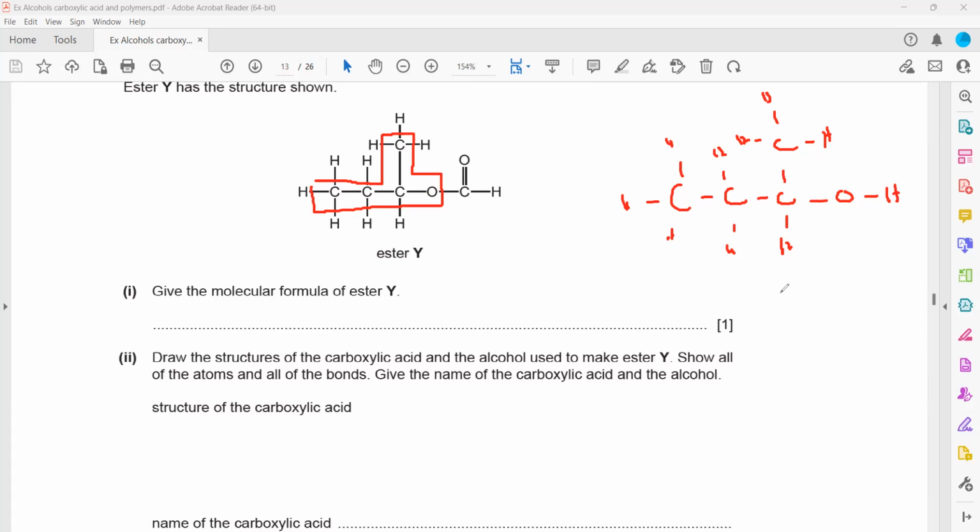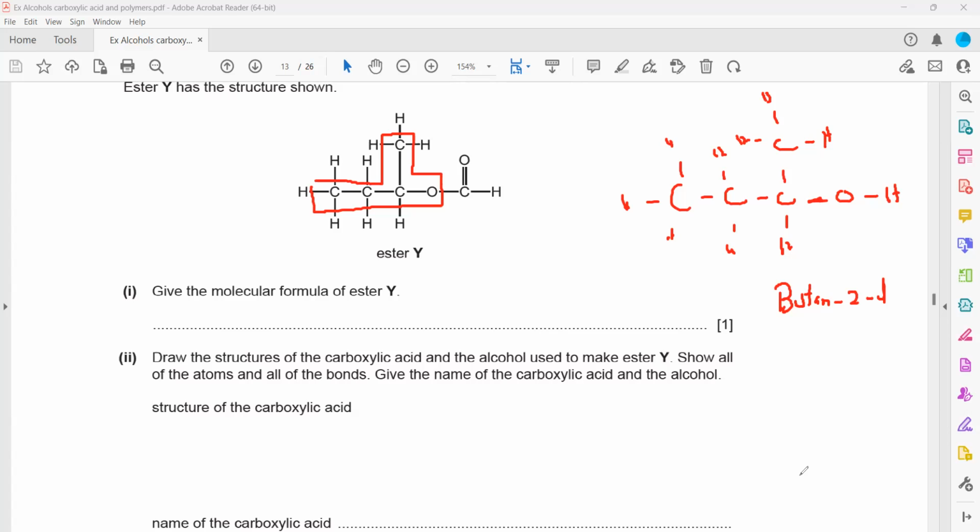So which alcohol is this? This will be butan-2-ol. Why butan-2-ol? Because the OH is attached to the second carbon. Is it clear? Identifying the alcohol and carboxylic acid structure from the structure of ester. Any doubt in this? No, sir, clear. Yeah, if you write butan-1-ol, you will not score a mark because the OH must be on the second carbon. According to this ester, the OH is on the second.